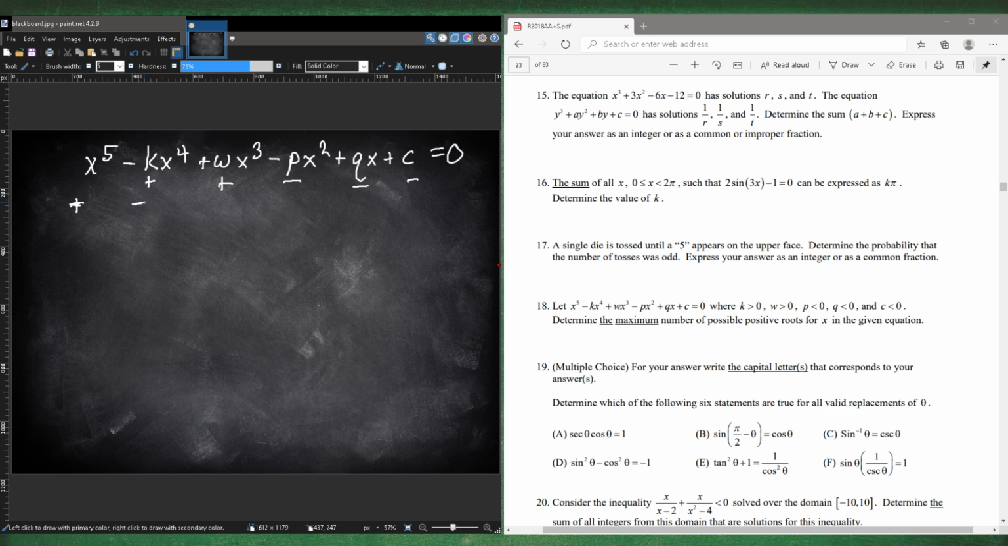Overall for this term, this is negative. This term is positive, this term is also positive. This term is negative, and this term is negative. So positive, negative, that's one sign change. So there's a possible root here. Negative to positive, that's another sign change. Positive, positive, that's nothing. Positive, negative, there's one here. And negative, negative, that's nothing. So we have 1, 2, and 3. So the maximum possible positive roots is 3.